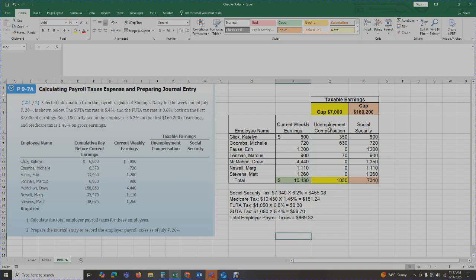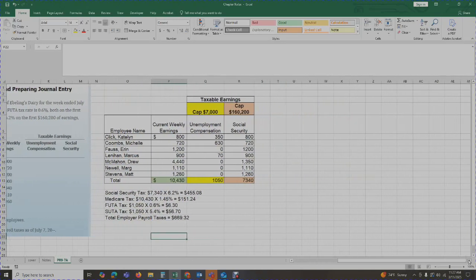Step number 1, you have to calculate the taxable earnings for both unemployment purposes and Social Security purposes. Remember, your cap for unemployment is the first $7,000 of earnings. Your cap for Social Security is the first $160,200 of earnings. Once you tally up your totals, that is what you're going to be using to calculate your taxes. Social Security uses the Social Security taxable earnings. Medicare uses the current weekly earnings. And FUTA and SUTA use the unemployment compensation taxable earnings.